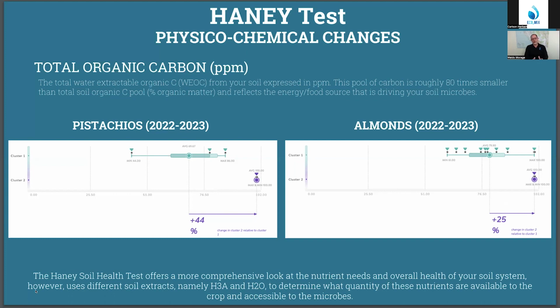That is a blend of citric acid, malic acid, and oxalic acid. Okay, giving us a better approach to what is really available to the plant. Here, the results are very similar to the ones obtained on the BeCrop. Great changes on carbon and NPK. So, total organic carbon in parts per million: 44% in pistachios, 25% in almonds.